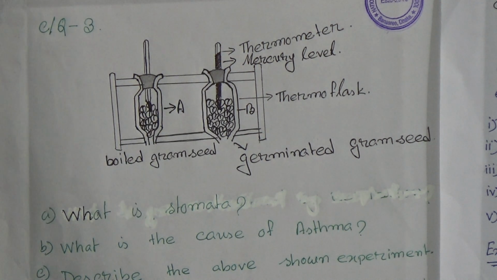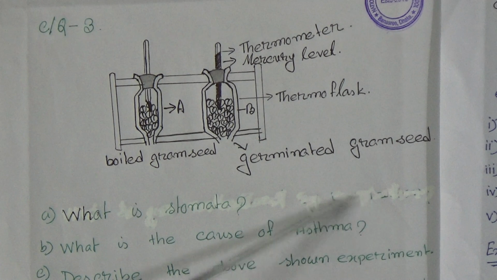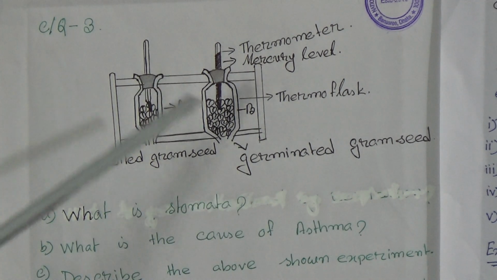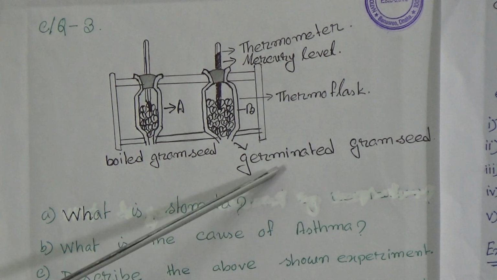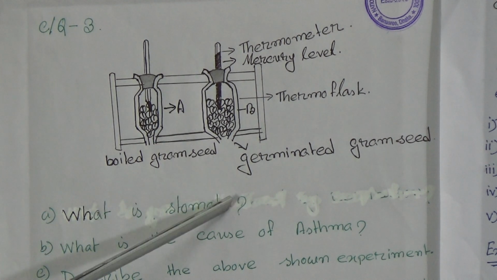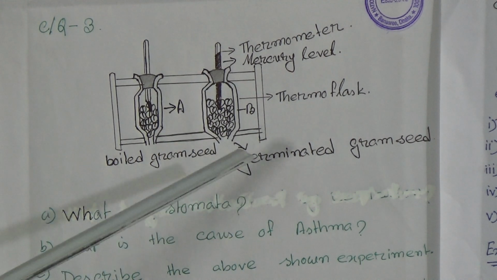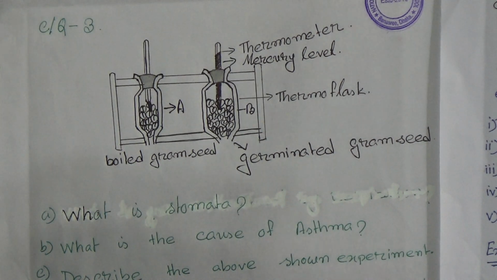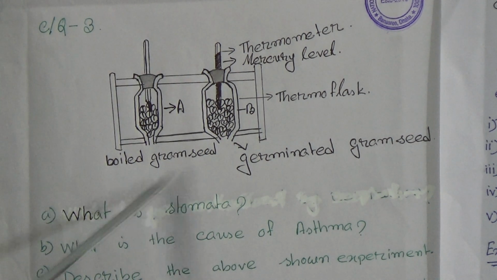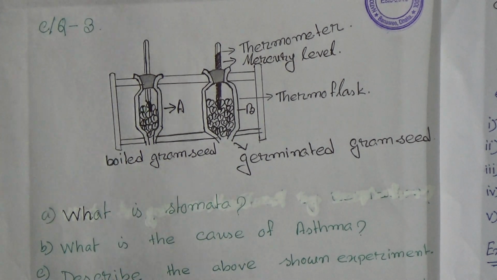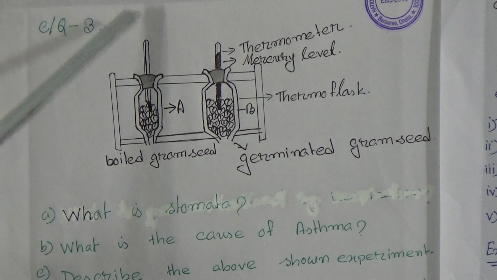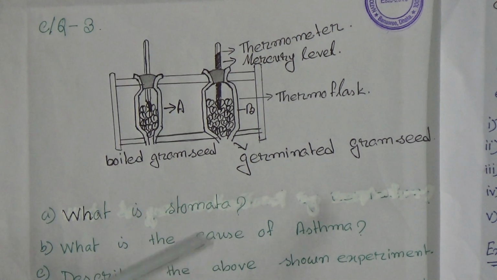That's why we prove that in the germinated gram seeds thermoflask, because of the respiration, energy, that means heat, will be produced in this flask and the mercury level of this thermometer will rise. But in the case of the boiled gram seeds thermoflask, there is no respiration. That's why the mercury level of this thermoflask remains unchanged.